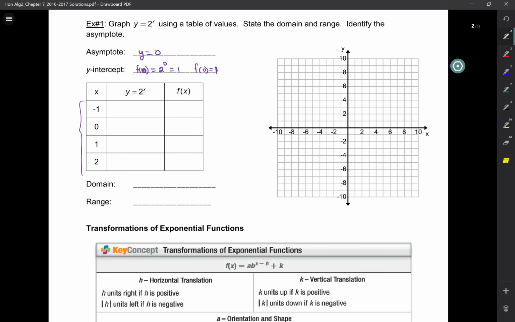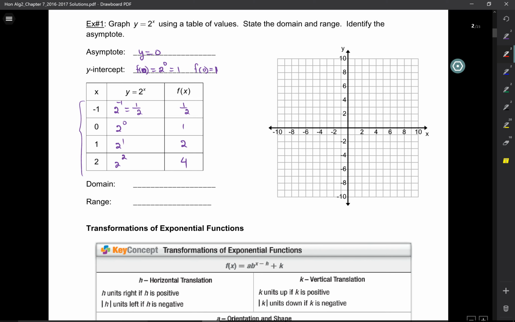Okay, so here we're going to have 2 to the -1, which is what? 1/2. 2 to the 0, we just said was 1. 2 to the 1 and 2 squared are 2 and 4. Now, the first thing you do when you're graphing this is you put the asymptote. It's just like if I ask you to draw anything, like a cat.